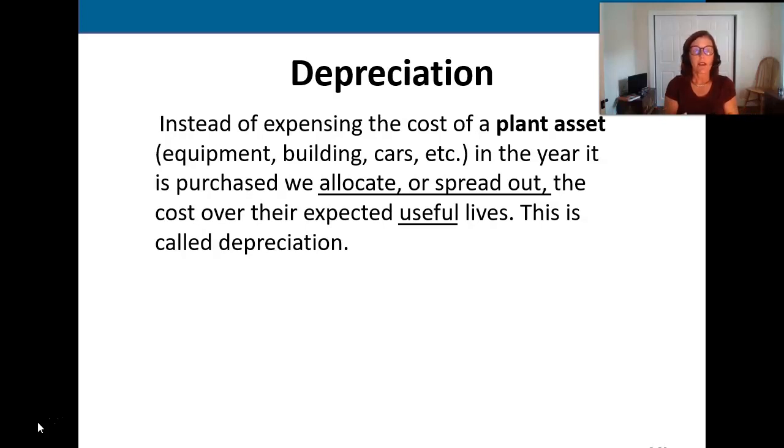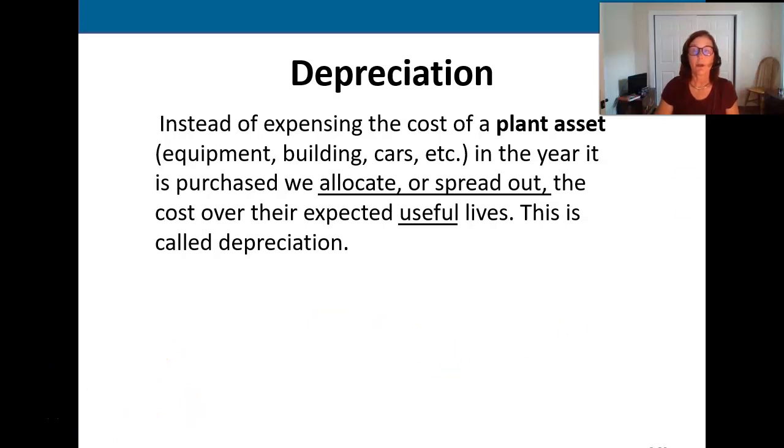If we did that, that wouldn't really give any justice to the fact that we're going to be using the building or the equipment or the truck for probably quite a number of years to come, and we're going to be using that item to generate revenue for us. And so we want to actually spread out the cost of that, the expense of this item, over the amount of time that we're going to use it. It's called its useful life. And when we do that, that's called depreciation.